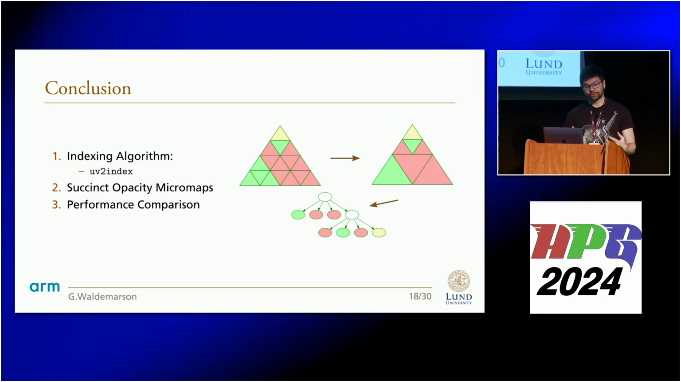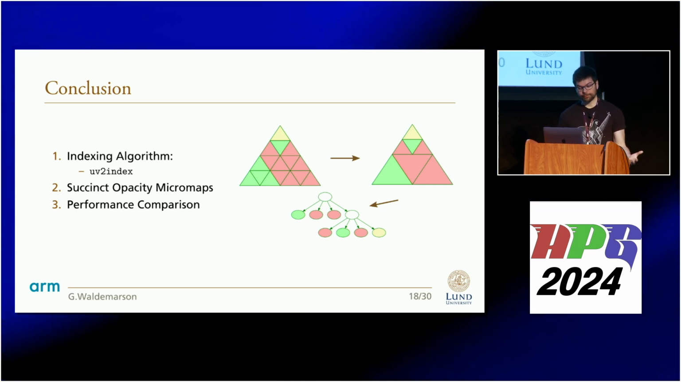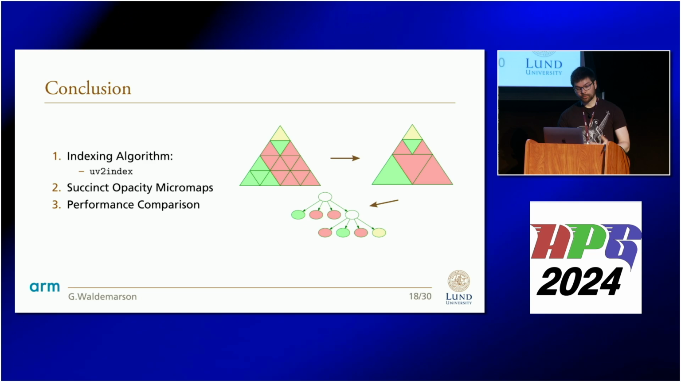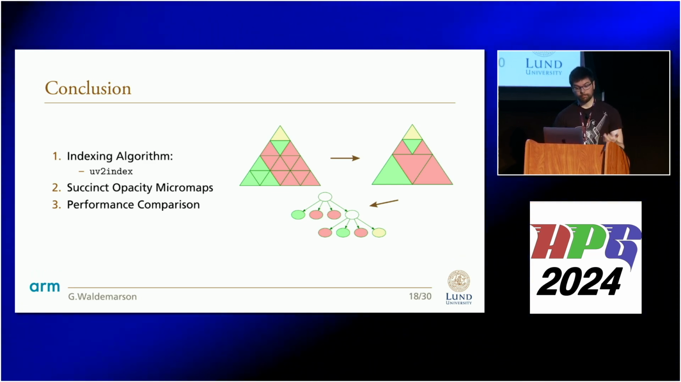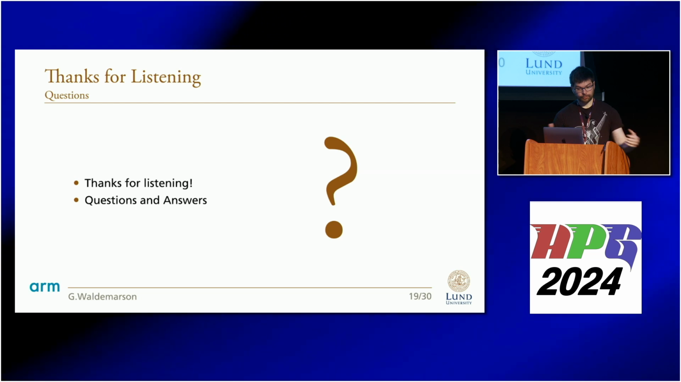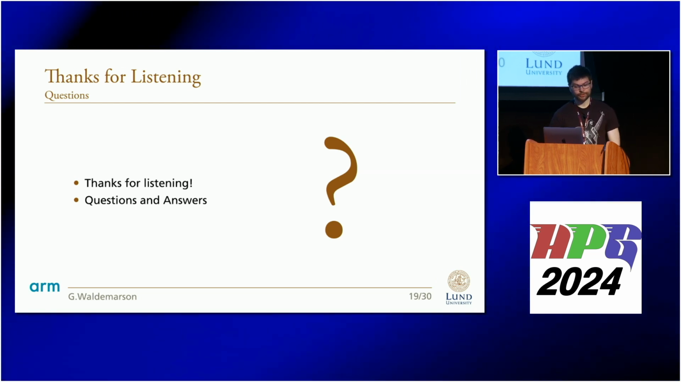And finally, the result was compared against various other methods, as well as the official Vulkan opacity micromaps, which itself showed a performance uplift of up to 29%. And with that, I think it's time to conclude and open up for questions, and hopefully, of course, some answers.